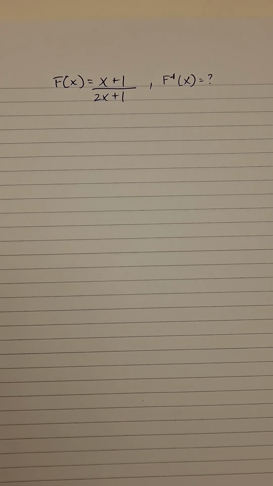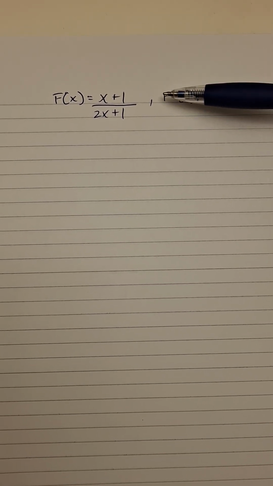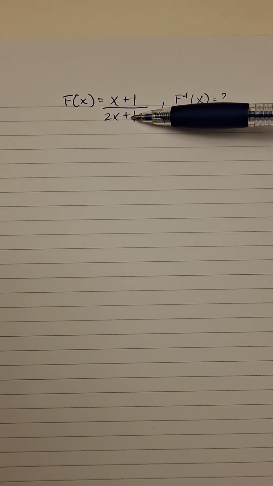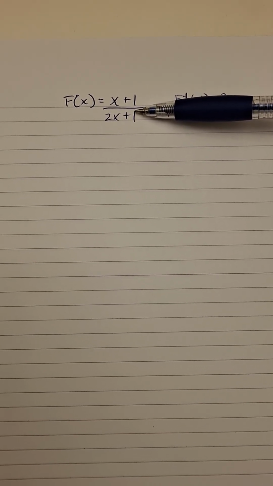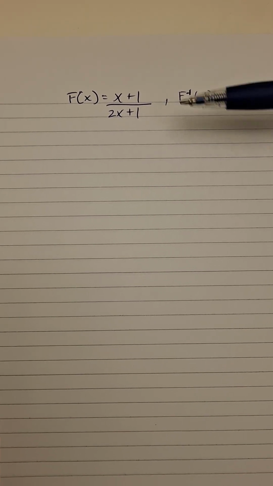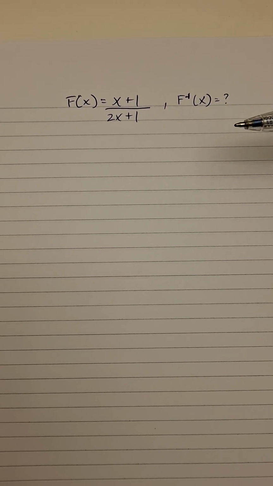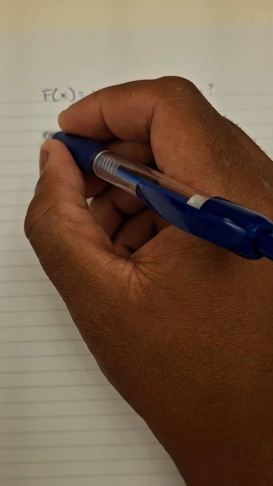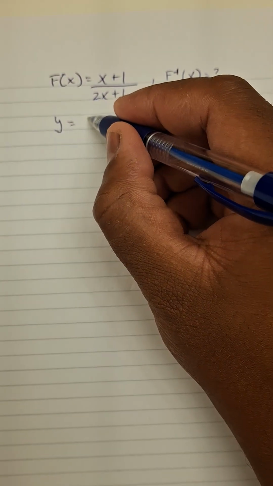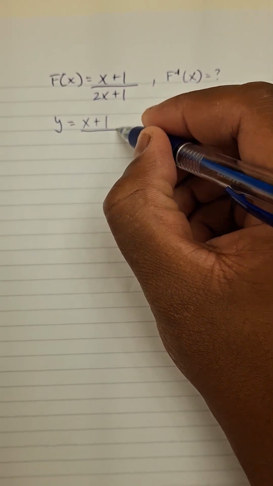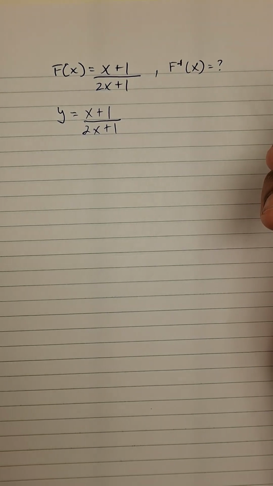In this video, we will solve for the inverse of the rational equation here. And so now to start off, we have to swap the variable x for y. And so how we'll start is we'll have y is equal to (x + 1) divided by (2x + 1).